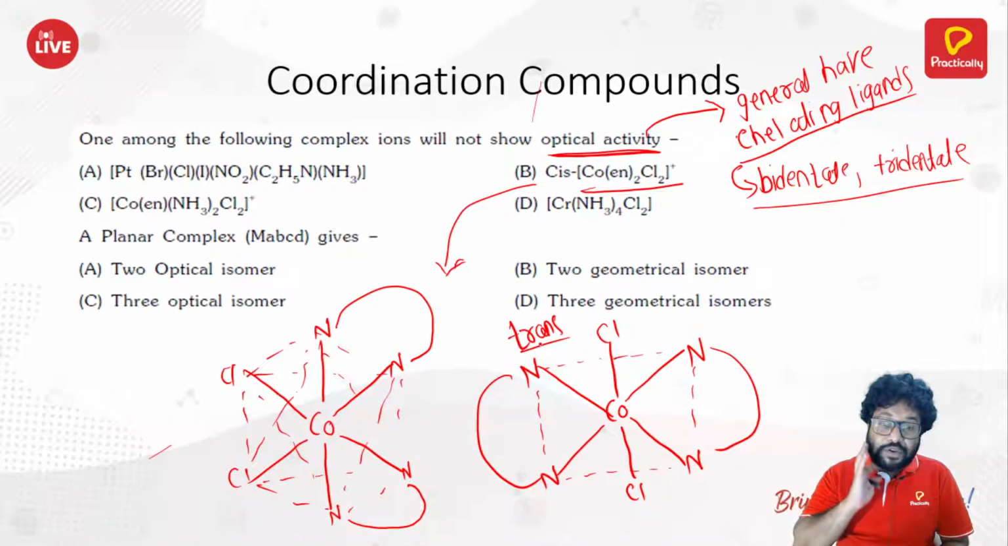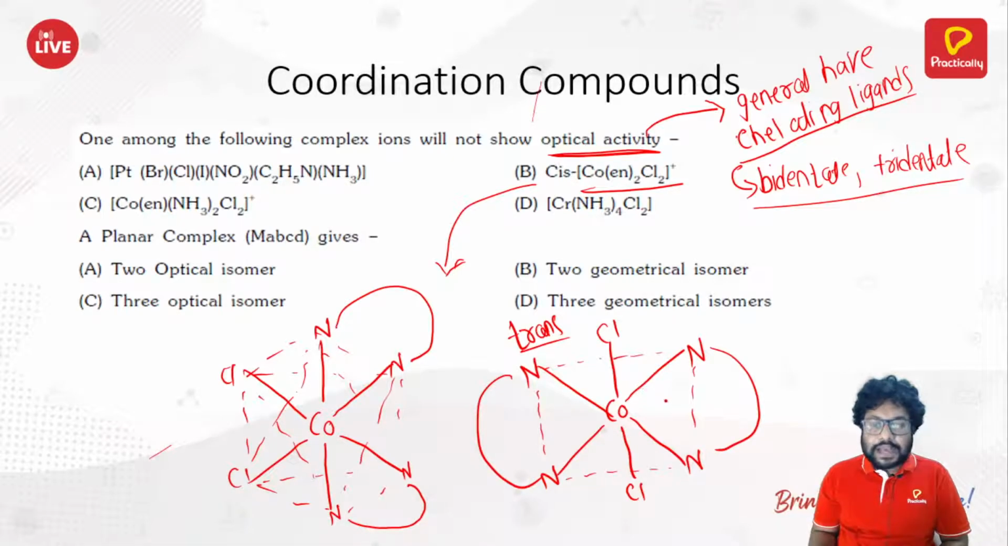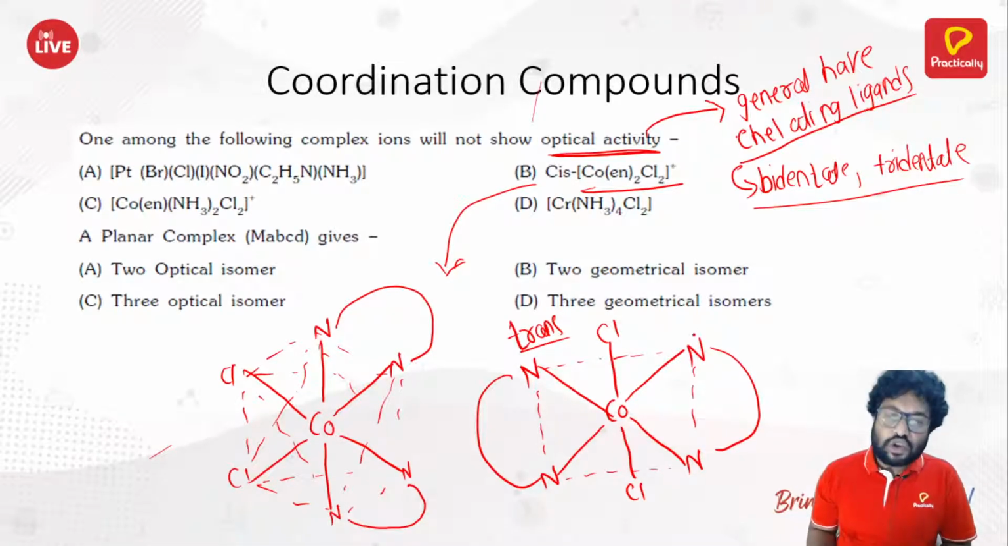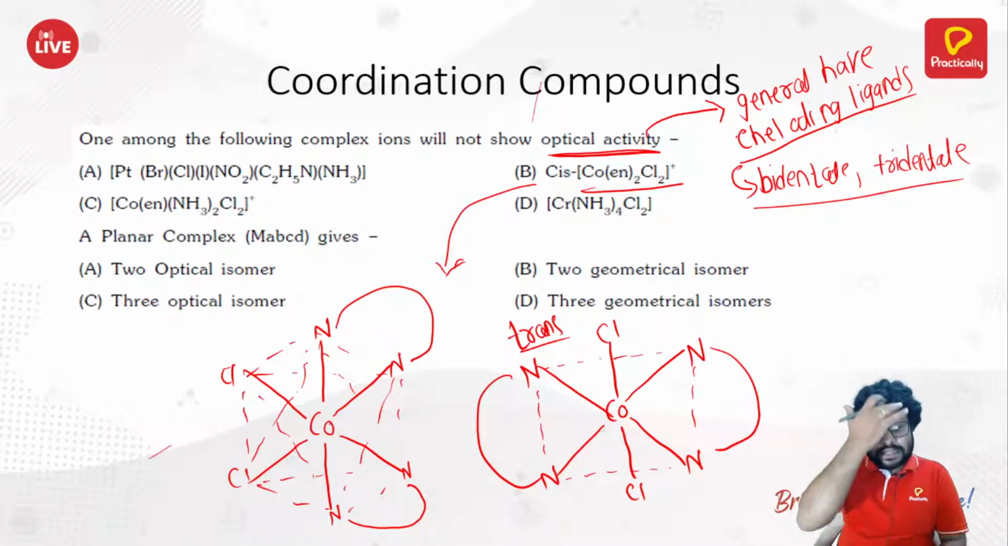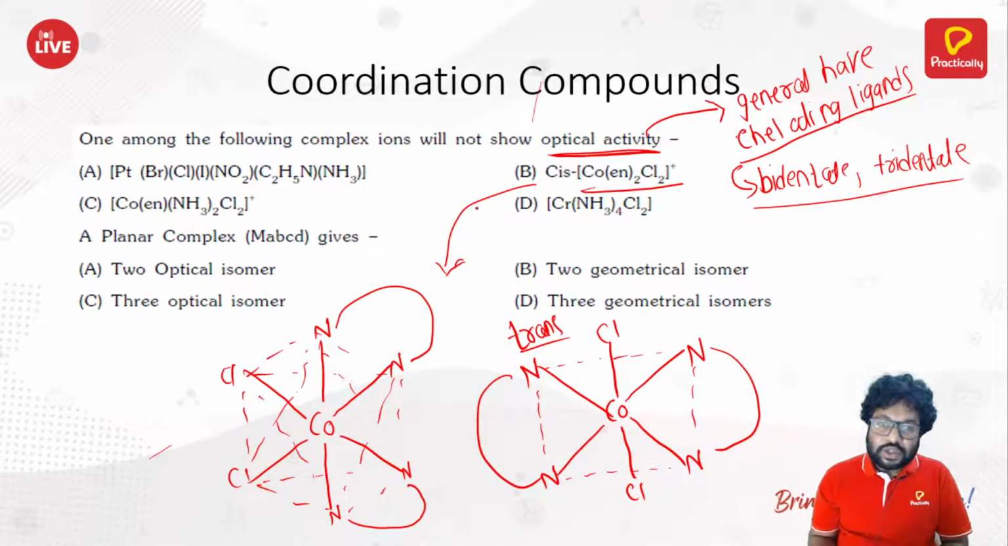The molecular formula is exactly the same. So that is what I meant when I was telling you that this compound does have a chelating ligand, but it does not show optical activity because it is a symmetric compound. So you need to have a chelating ligand, that's fine, but having a chelating ligand would not guarantee a compound to have optical activity. As far as this question is concerned, they are asking which one among the following complex ions will not show optical activity. So it is not that. B is showing optical activity.